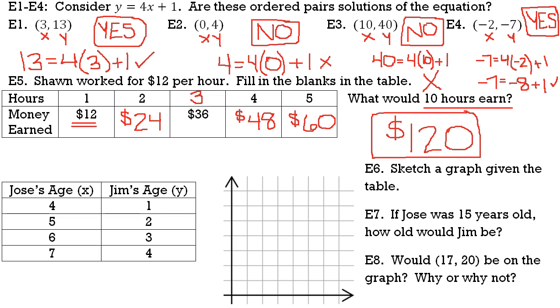All right, now let's actually make the graph and go through it here. Jose's age is x, and when Jose was 4, Jim was 1. I'm not going to go through the labeling here too much because it's set up the way it needs to be. I'm just going to go through this and make sure we get this done. x is 4, going along that axis. y is 1, going along the y-axis. So (4, 1) would be the ordered pair.